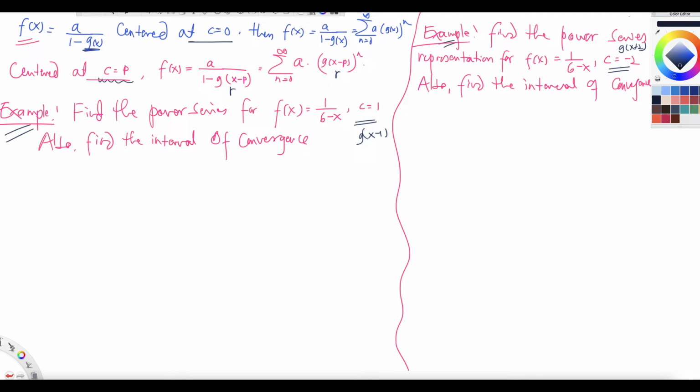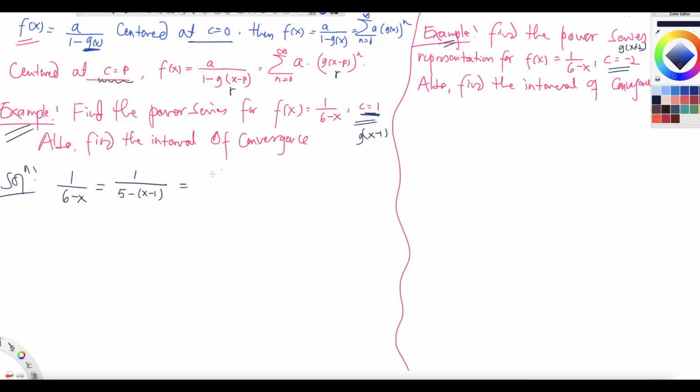Let us see. So the solution: here what we have is 1 over 6 minus x, but we want to write this in the x minus 1 format. You need to think how to write it in that format. So I write 5 minus, and then I want x minus 1. What do you get? 5 minus x plus 1 will be 6, right? Why am I trying to get x minus 1 here? Because the center is 1, so we need a function of x minus 1.